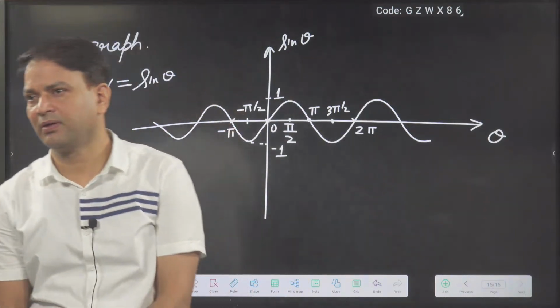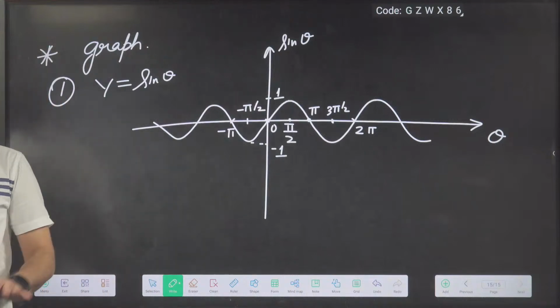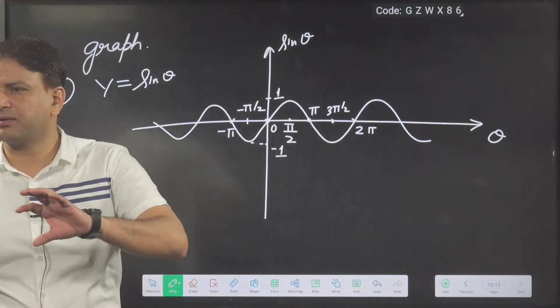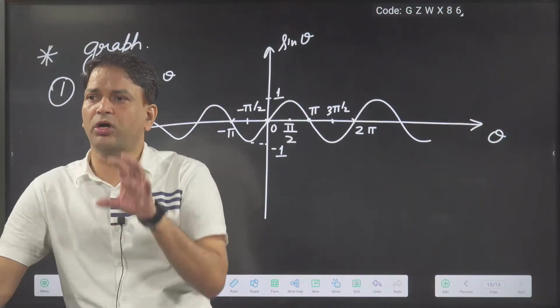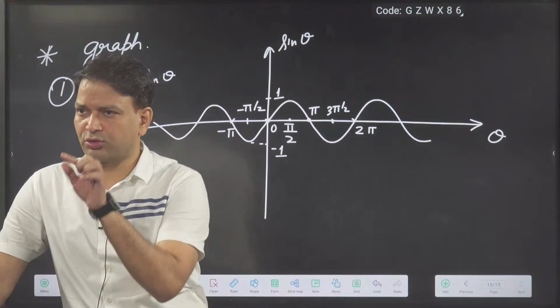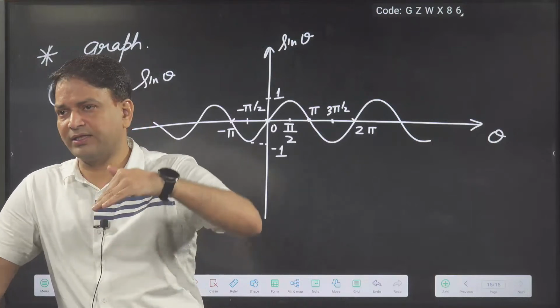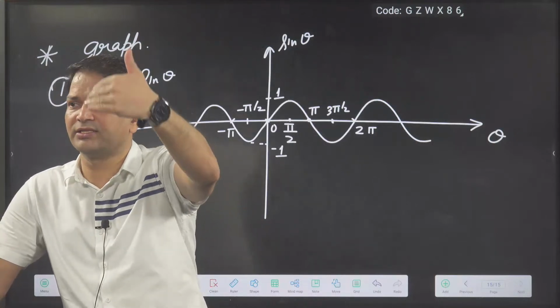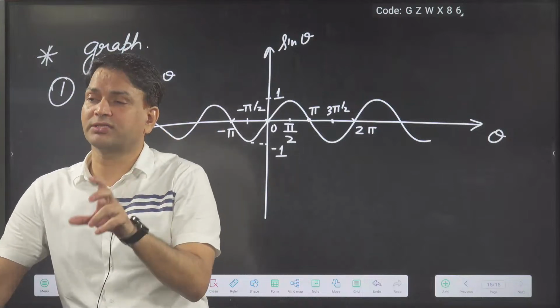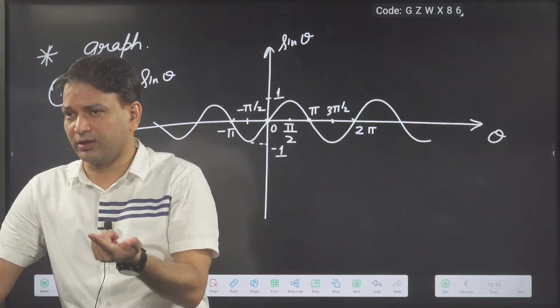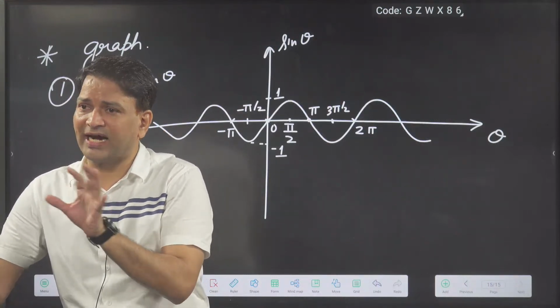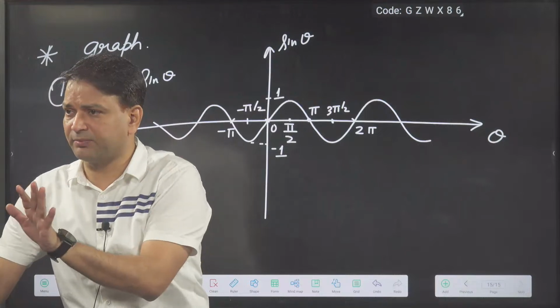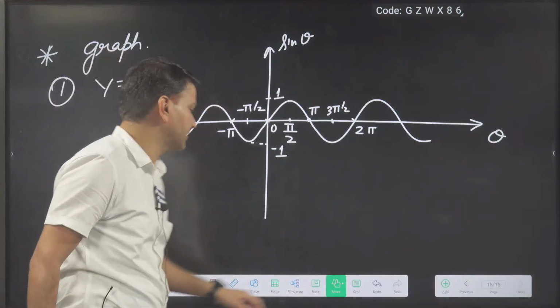SHM. Okay, the sin theta and cos theta patterns are the same. The only difference is that sin 0 is equal to 0, so sin theta starts from the origin. In the case of cos theta, cos 0 is equal to 1, so it will start at 1. Only that change is there, otherwise the pattern is the same.